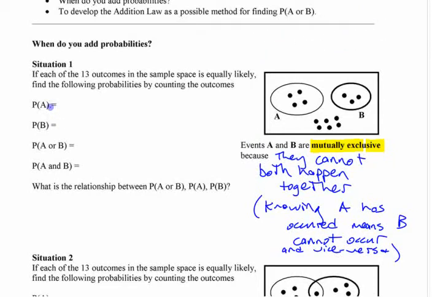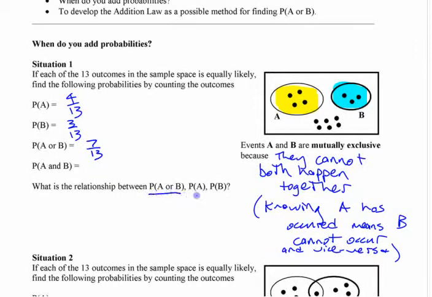What are the probabilities here? Probability of A in this case, there's 4 outcomes out of 13, so 4 out of 13. B is 3 out of 13. A or B in this case is those two together. This and this together. So what is that number? 7 out of 13?